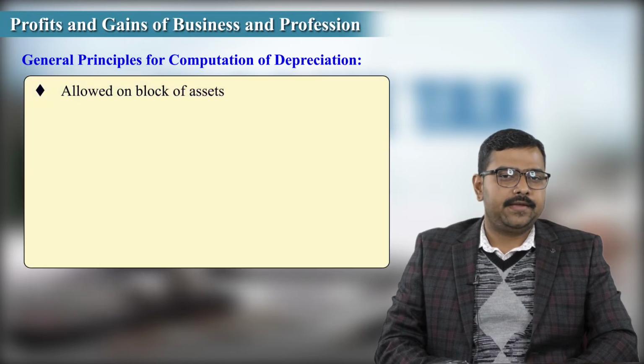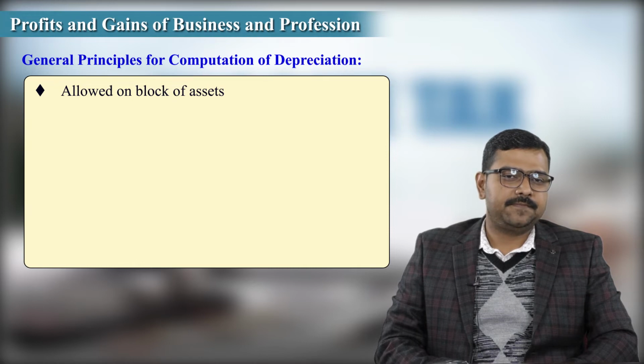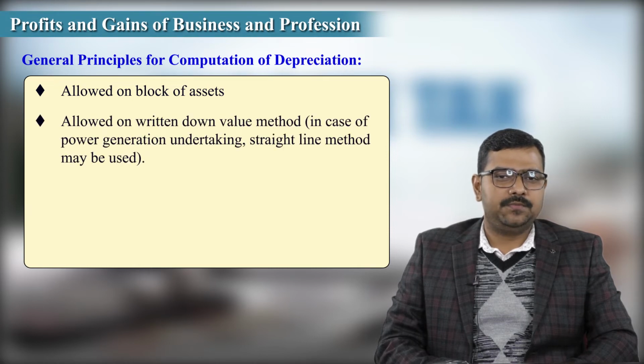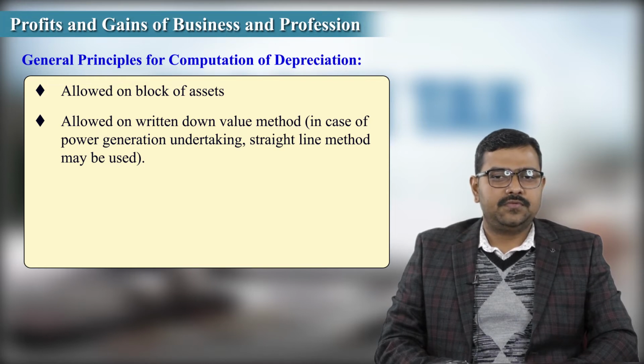Point 6: Allowed on block of assets. Depreciation shall be charged on block of assets, which we shall discuss in subsequent slides. Point 7: Allowed on written down value method. In case of a power generation undertaking, the straight line method may be used. Normally depreciation is allowed on the written down value method, but for power generating undertakings the straight line method may also be used, which we will discuss in the subsequent slides.